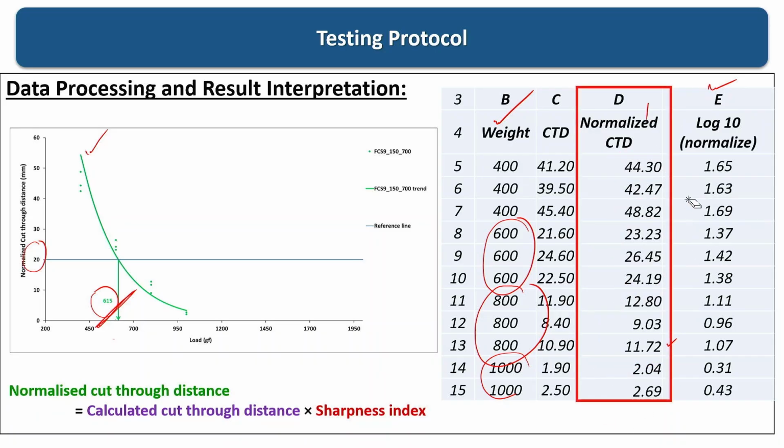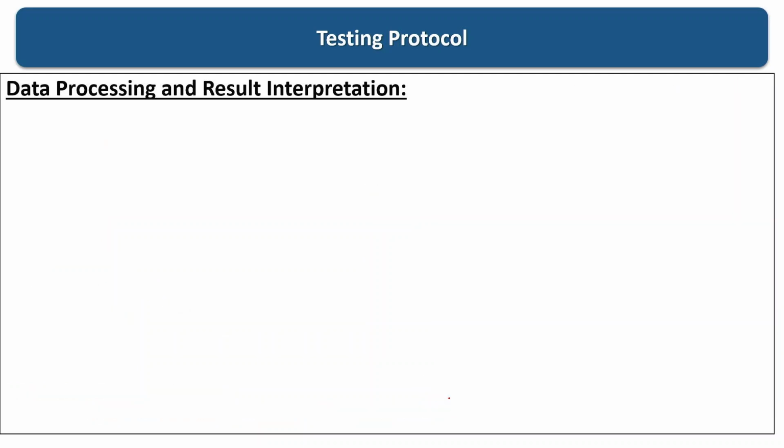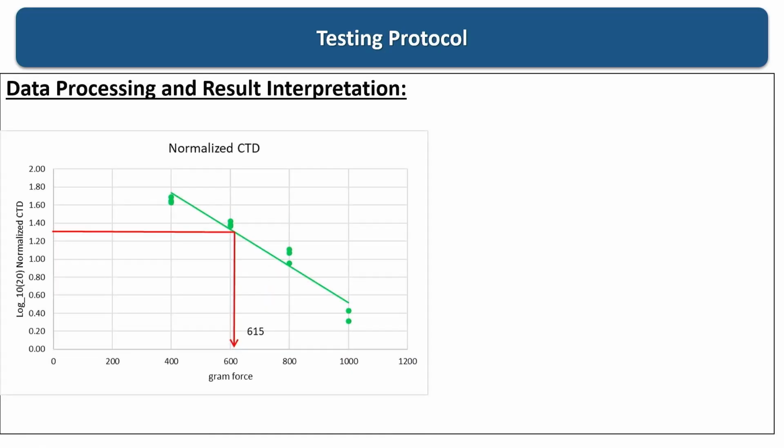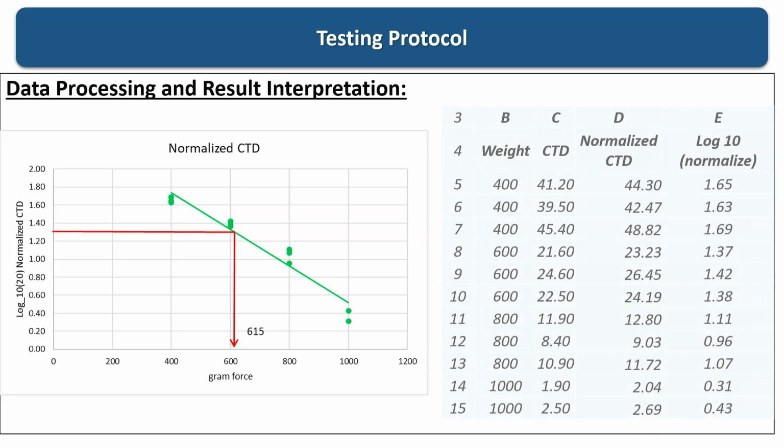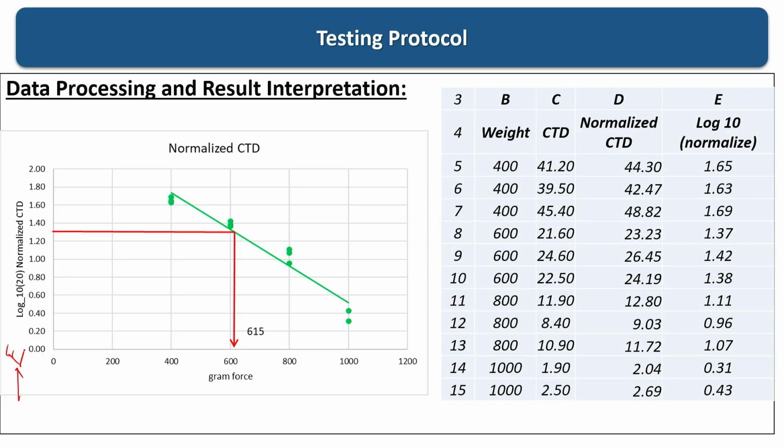Now, you can see this is the normalized cut through distance. This is the calculated cut through distance multiplied by sharpness index. So, this table is calculated here. Now, if we convert it to logarithmic value, the normalized cut through distance, this is E and here it is B.